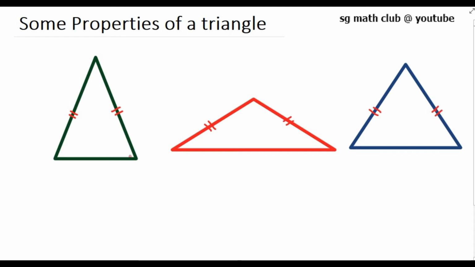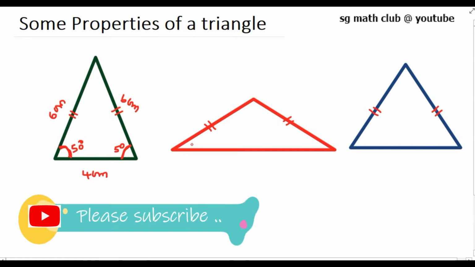Now, if two sides of this triangle are equal, you can check that their base angles will also be equal. So, suppose both the sides are 6 centimeter, and you construct an isosceles triangle with two sides 6 centimeter and one side 4 centimeter and check the base angles. You can see that these are base angles and the base angles will be equal. Same way, if the base angles are equal, the sides opposite to them will be equal. So these are the properties of the triangle.